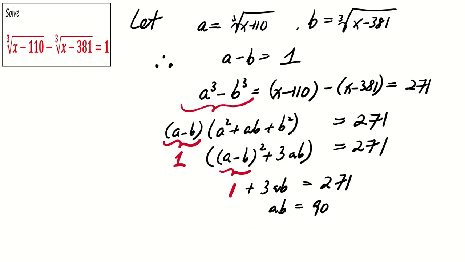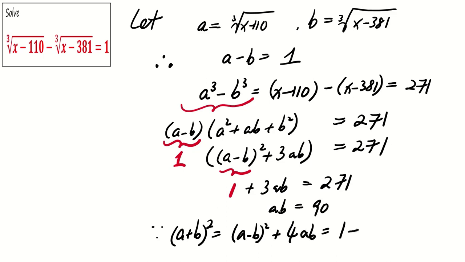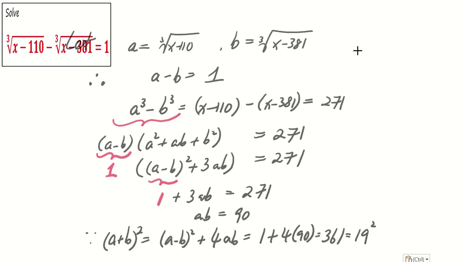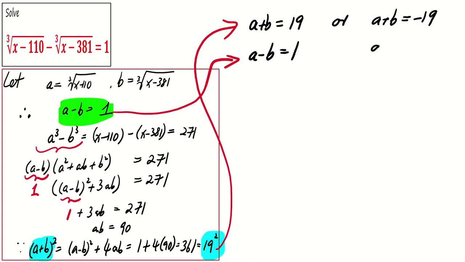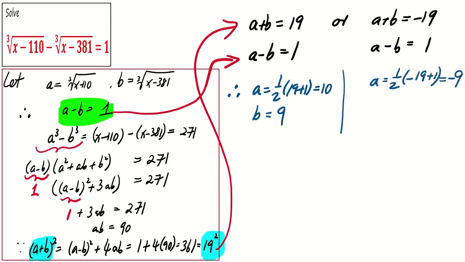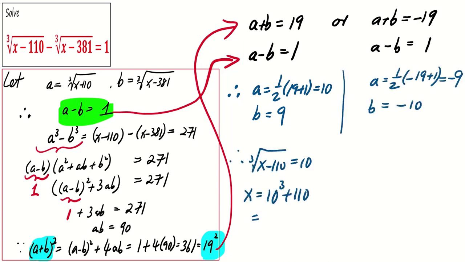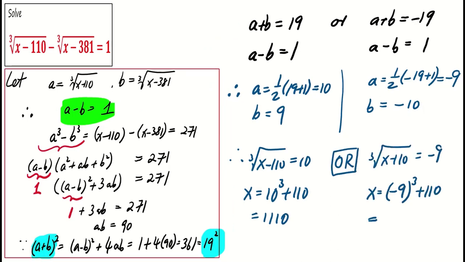Now note that a plus b squared is a minus b squared plus 4ab, which evaluates to 361 or 19 squared. This implies that a plus b is either 19 or negative 19. Combining this with the condition a minus b equals 1, we get two sets of solutions, a, b equals 10, 9 or negative 9, negative 10, leading to x being either 1110 or negative 619.